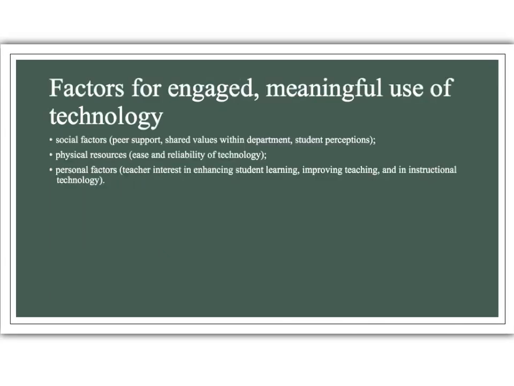Now, there are several factors we have to think of when we want to engage meaningful use of technology in the classroom. There are social factors here, where you have peer support, shared values within the department. All these kinds of things are parameters and ideas that we need to think about when we want to engage meaningful use of technology. Also, physical resources, the idea of ease and reliability of technology. Sometimes it doesn't work. Sometimes we don't have access to it. Those kinds of things are factors that we need to consider when doing this, as well as personal factors.